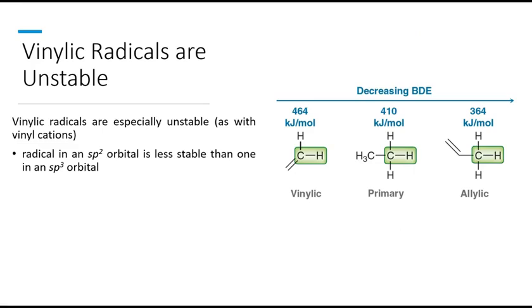Vinylic radicals are unstable. They're especially unstable, as with vinyl cations, because the radical is in an sp2 orbital, and that is less stable than having a radical in an sp3 orbital.